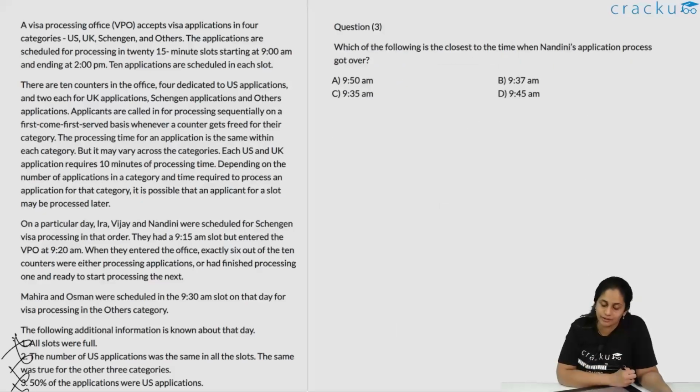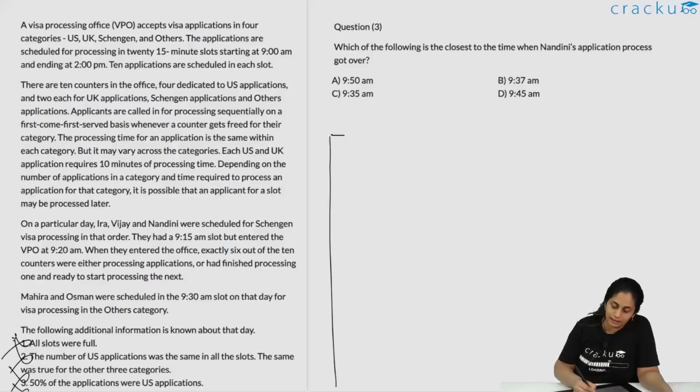The third question is, which of the following is closest to the time when Nandini's application process got over? So consider Nandini is basically 6th in line.